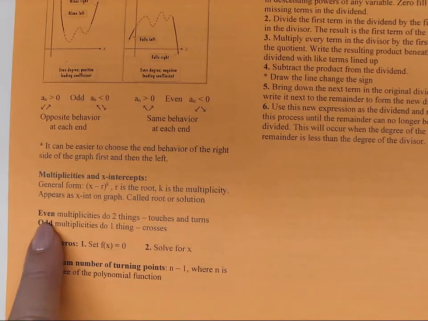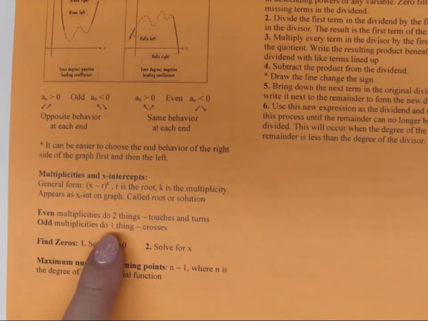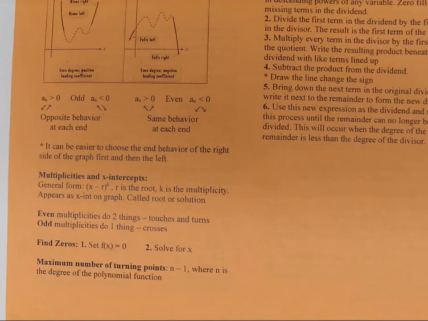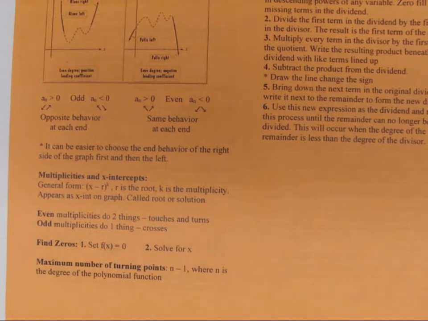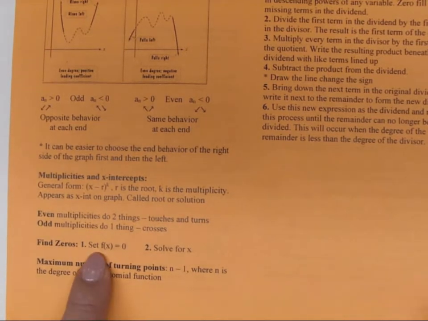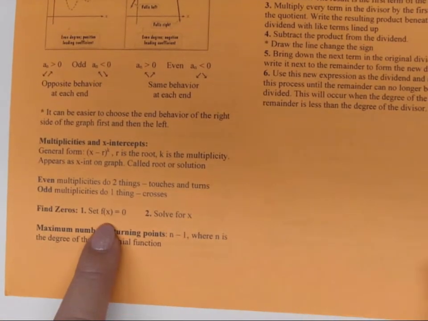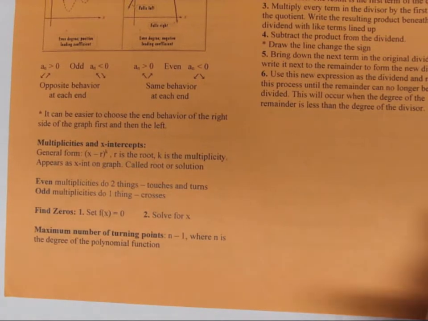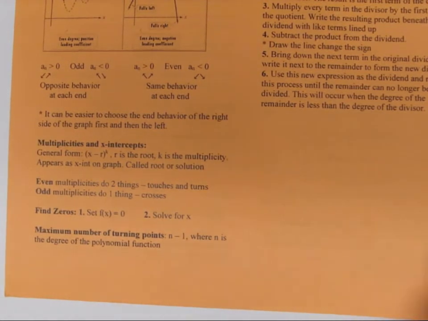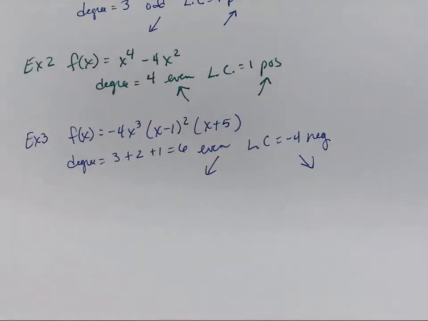A degree that is odd means it's going to do 1 thing, like the lowest odd number of 1 when we're looking at positive ones. And that tells me it's going to cross. So we are going to find the zeros by setting f of x equal to 0. Think about we're finding x-intercepts. We're going to solve for x. And the maximum number of turning points is n minus 1, where n is the degree of the polynomial function. So let's go find some zeros.